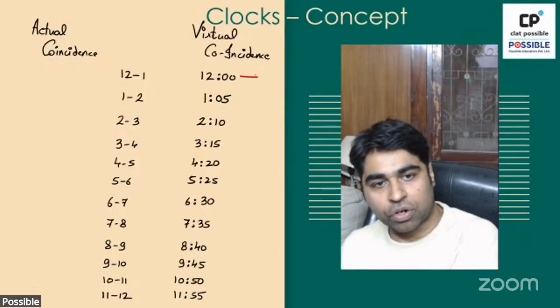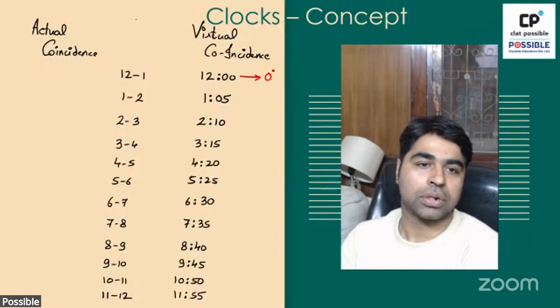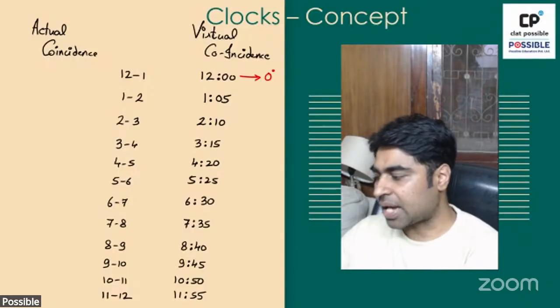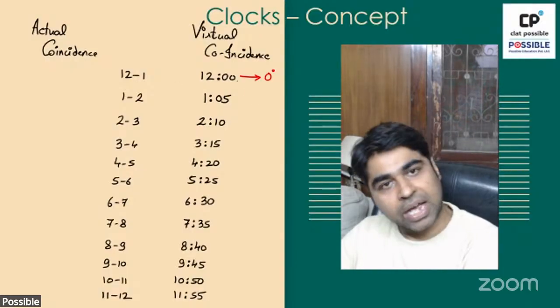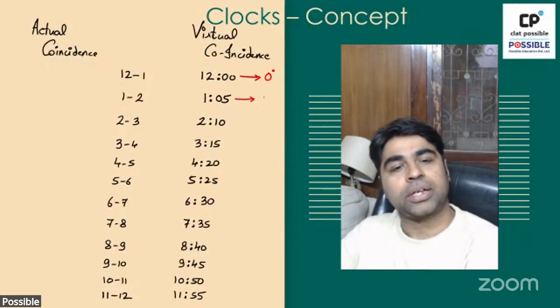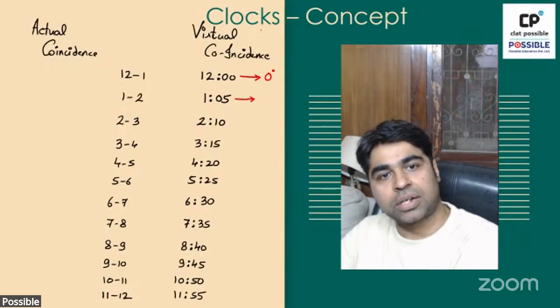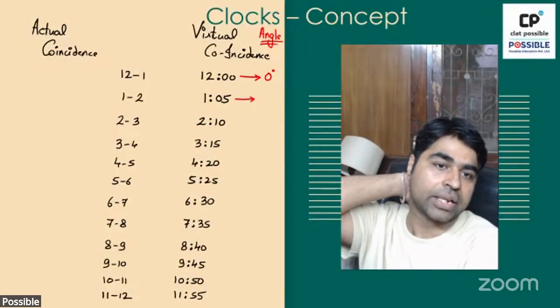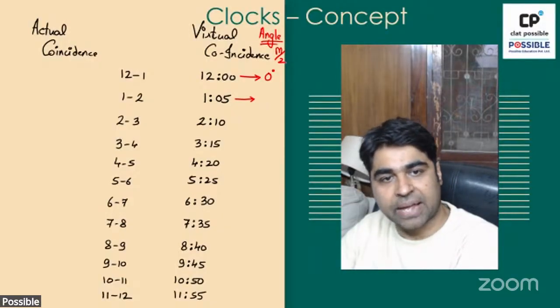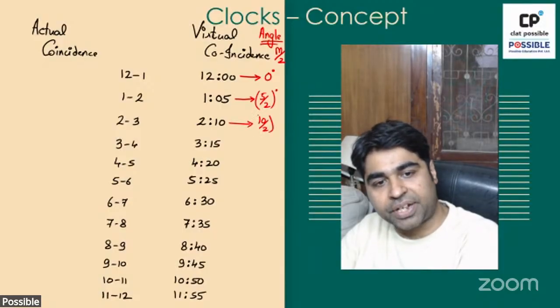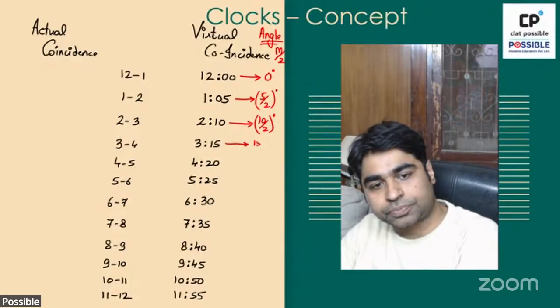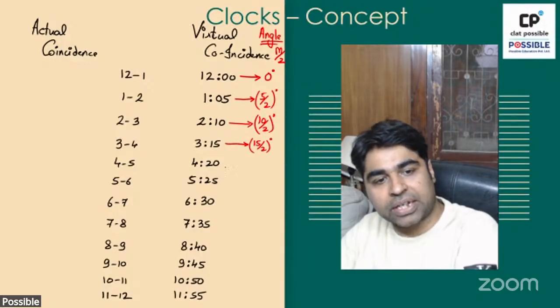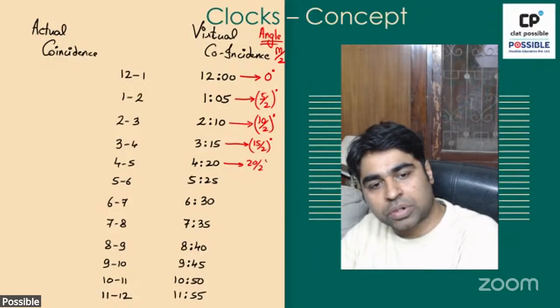ठीक है. 12 o'clock पे द एक्चुअल एंगल ऑफ कोइंसिडेंस इज 0 डिग्री. ठीक है ना. वर्चुअल कोइंसिडेंस टाइम की जब हम बात करते हैं तो एंगल क्या होता है? द m upon 2. द एंगल इज ऑलवेज m upon 2. So it will be 5 upon 2, 2.5 degrees. It is always 10 upon 2, 5 degrees. It is 15 upon 2, 7.5 degrees. It is 20 upon 2, 10 degrees.